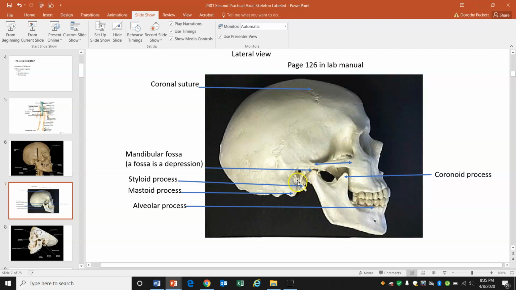The next marking I want you to know is the styloid process and the mastoid process. Both of these serve as projections of the bone for muscle attachment. The coronoid process is also a place where muscles attach to the mandible. Here is the zygomatic arch.